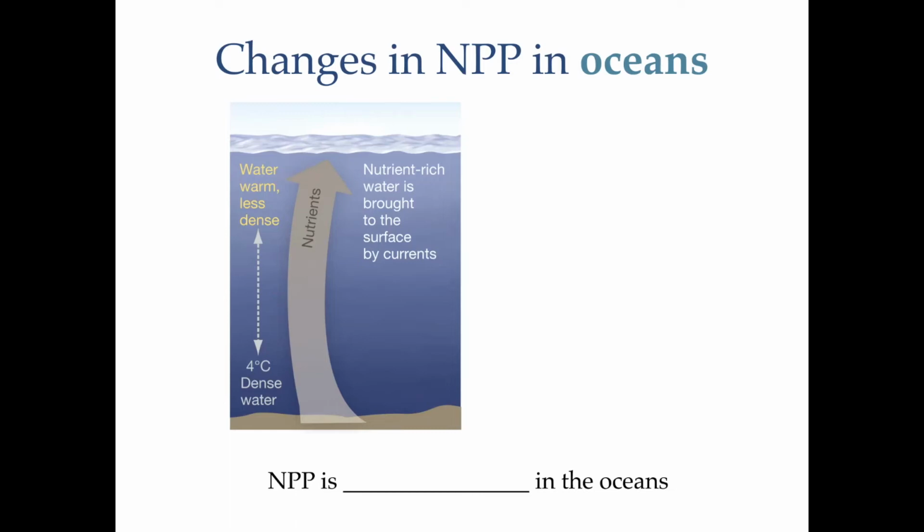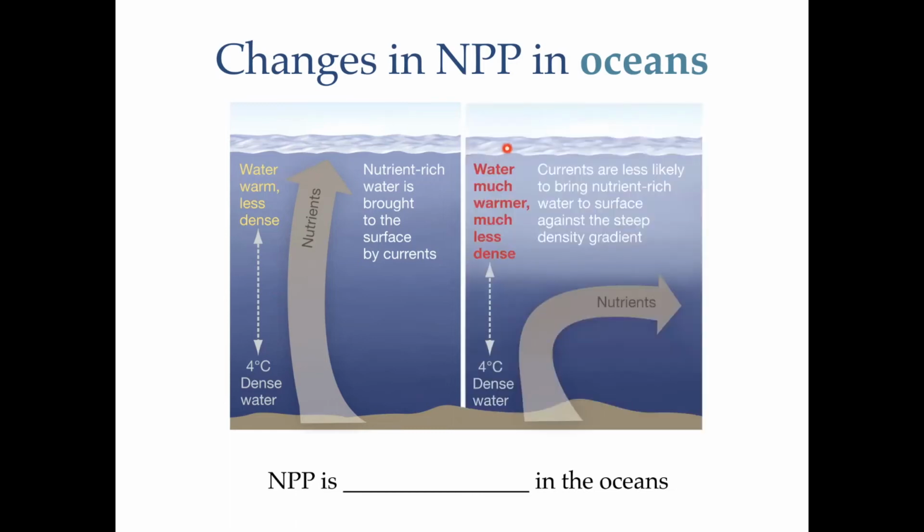Now, what is happening is that we are going to have an increase in the temperature of the water in the ocean. So the water is much warmer, and as a consequence, it's much less dense. It's less dense than the one that was full of nutrients. As a consequence, the currents are not strong enough, not able to overcome this difference that we have here.